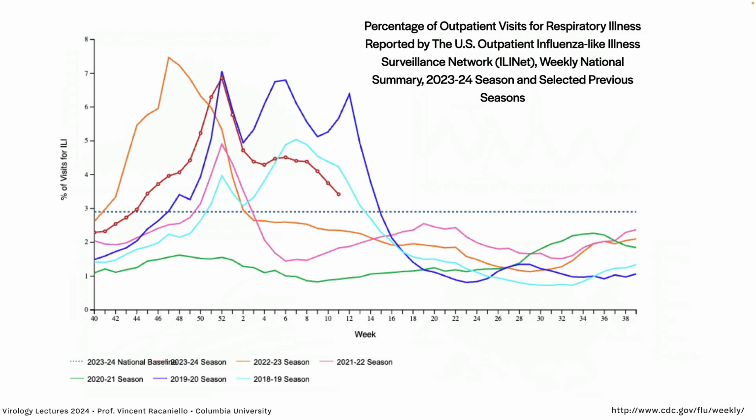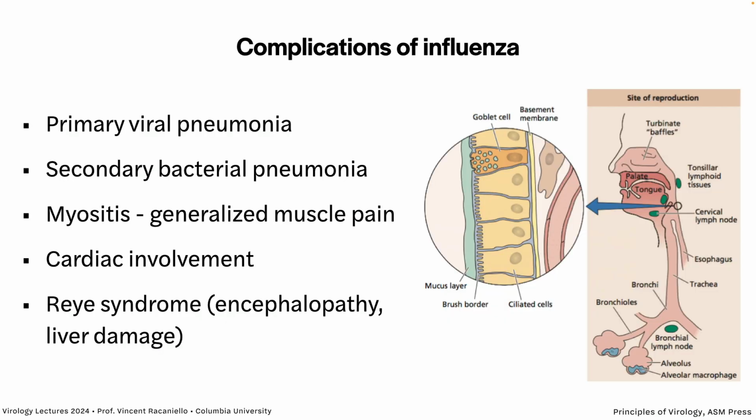Complications occur. You can get pneumonia. As I say, the virus goes down into the lung and makes a lot of damage. You can get secondary bacterial pneumonia. This means you're starting to recover from influenza, and then suddenly the bacteria invade and cause a serious pneumonia. Muscle pain. You can have heart involvement. Remember, your lung capacity is compromised. Your heart is working harder, and in some people that causes issues. And then something called Reye syndrome, encephalopathy, and liver damage. The etiology of that is unknown.